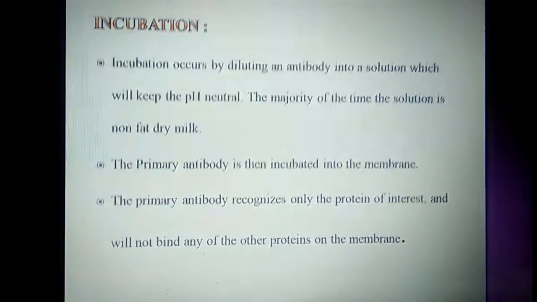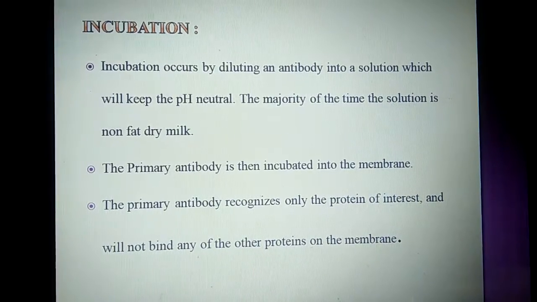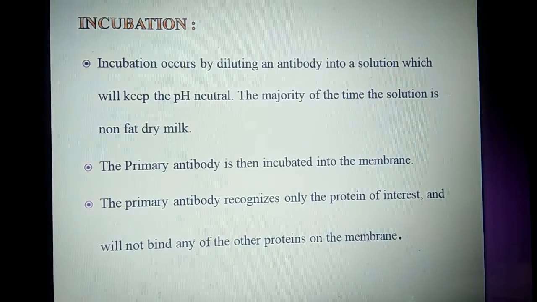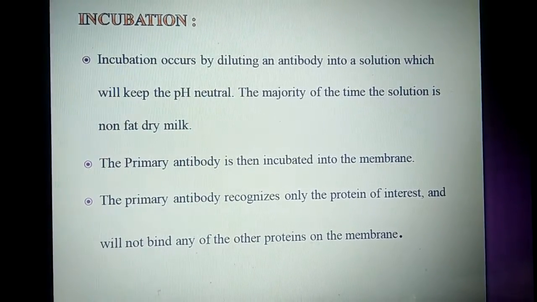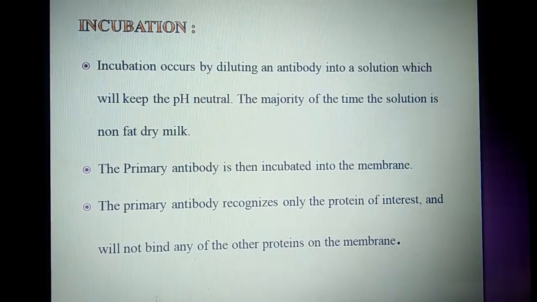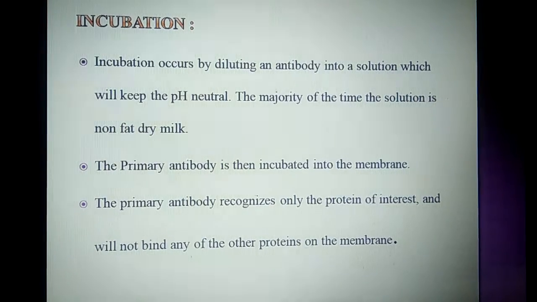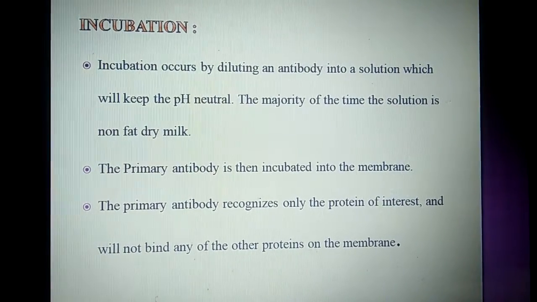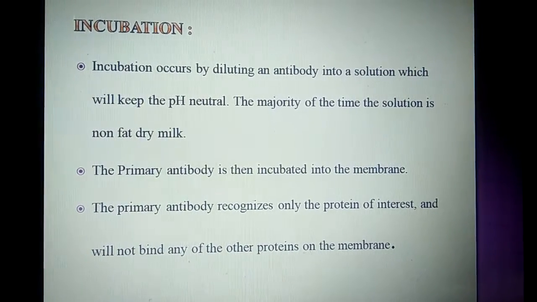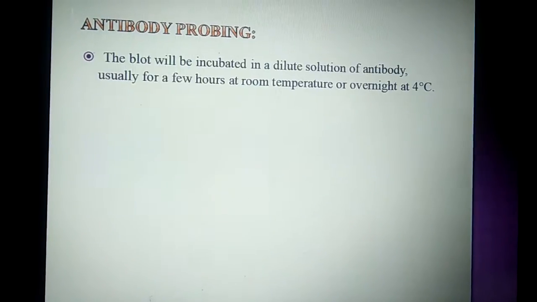Next is the incubation. Incubation occurs by diluting an antibody into a solution which will keep the pH neutral. The majority of the time, the solution is non-fat dry milk. The primary antibody is incubated with the membrane, and the primary antibody recognizes only the protein of interest and will not bind any of the other proteins on the membrane. The protein of interest is present in the sample. The primary antibody is added to a solution, and that solution is non-fat dry milk. The function of the primary antibody is that it will only recognize the protein of interest and it will not bind to any other proteins present in the sample.